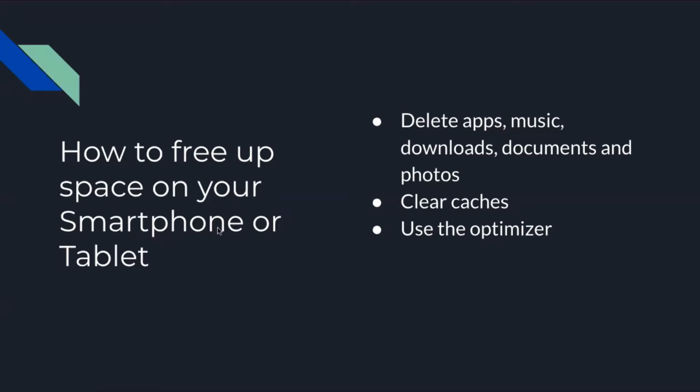On a smartphone or a tablet, you can delete apps, music, downloads, documents, and photos. You can clear your caches, and you can also use the optimizer. One of the things that are stored on caches, like if you type in the Google search bar something that you commonly type in, or if you go to a website a lot, sometimes it'll automatically fill it in and recommend you go to that same website. So a cache basically stores information to make your computer run a little faster because it remembers where you've gone. Using the optimizer on your phone is also super easy. It's very similar to how it works on laptops.